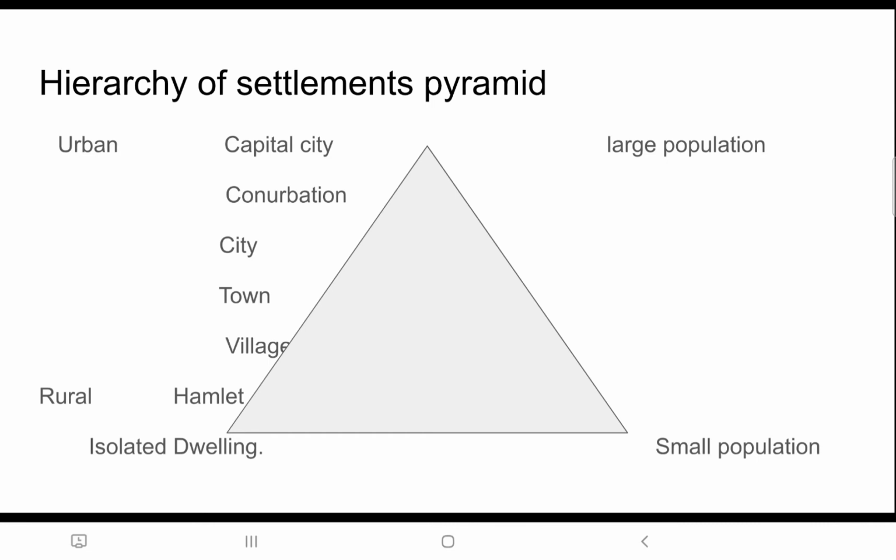it has the largest population. So it has a large population, but there aren't as many of them. It's at the top of the pyramid. So there's not many of them. They're a large population and they are urban. So that is your hierarchy of settlements pyramid. It goes from rural at the bottom to urban at the top. It goes from the small population at the bottom to the large population at the top. And it goes from the large number to the small number at the top. So by that I mean there are more isolated dwellings, more hamlets than there are capital cities and conurbations.